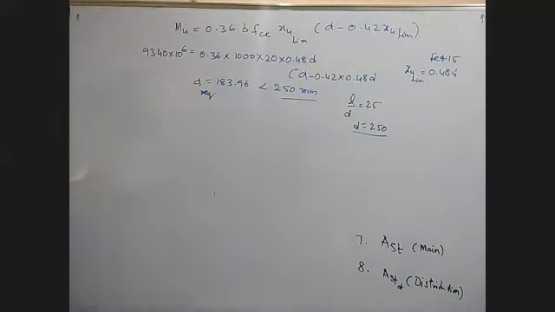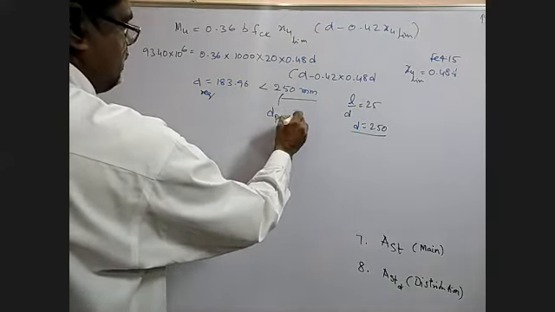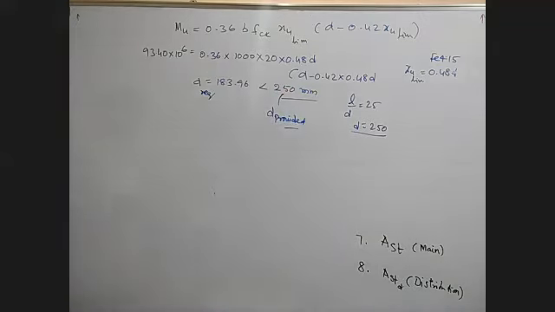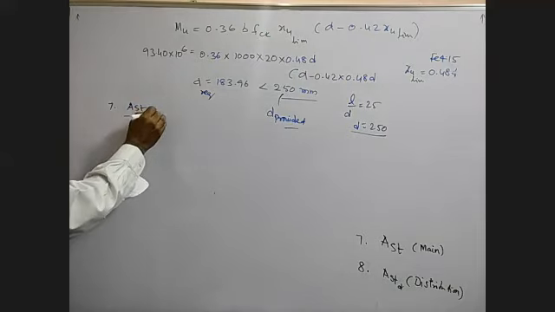So D required is 183.96. So we have got the value, we have provided. So this is D provided, no problem. 183 required, 250 provided. Now the effective depth is over. The next step is the calculation of AST, main reinforcement.